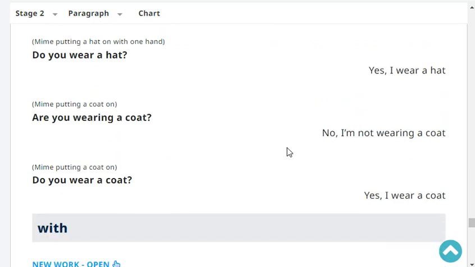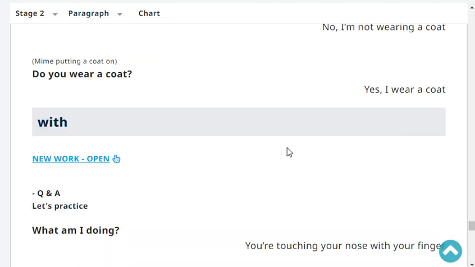Are you wearing a coat? No, I'm not wearing a coat. Do you wear a coat? Yes, I wear a coat, especially in winter. Very good.